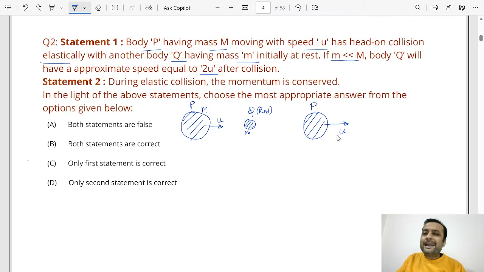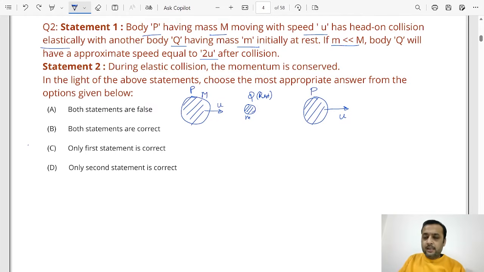So this will become 0.9999 u because of the impact from Q. But practically speaking, you can say that the speed will remain the same. Okay, now let us say Q after the collision starts moving at the speed v. This is the speed of Q after the collision, and since the collision is elastic in nature, we can say that velocity of separation is equal to velocity of approach.